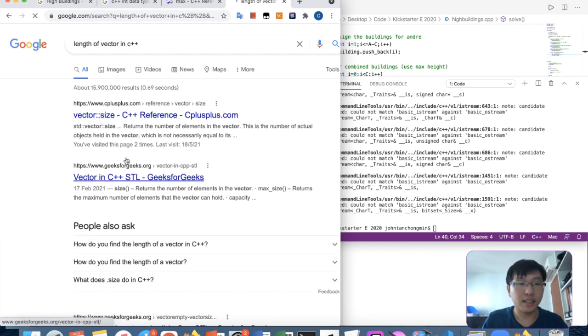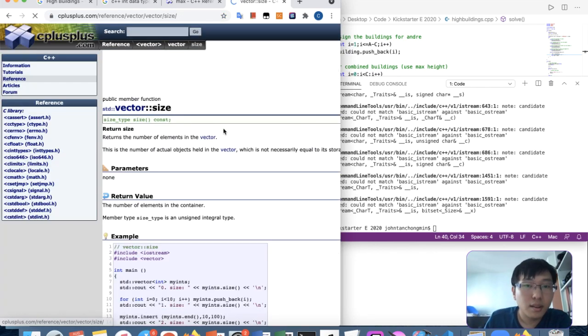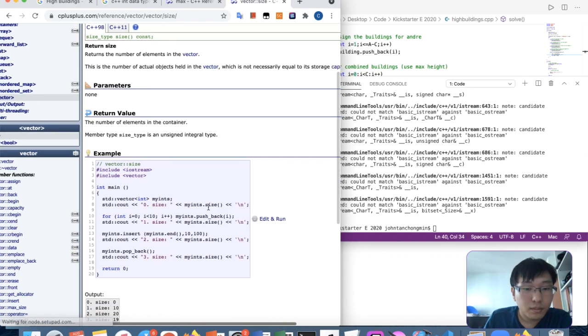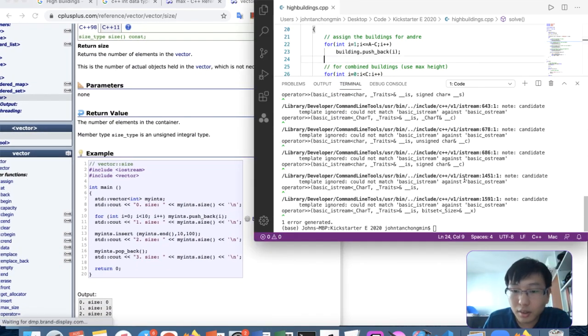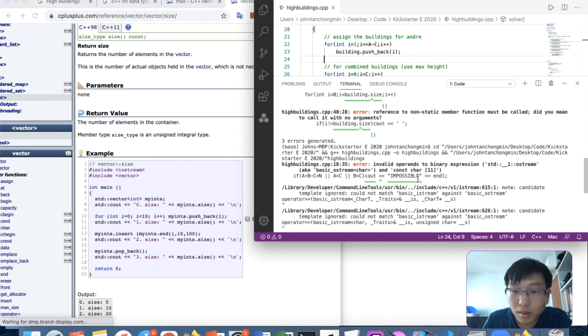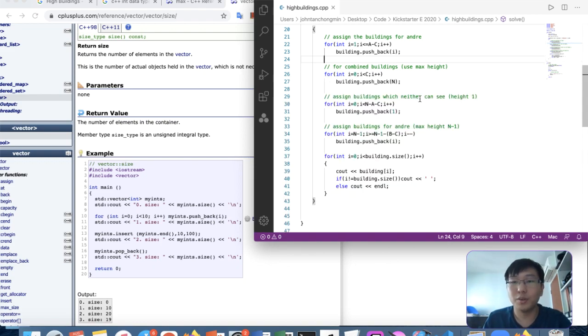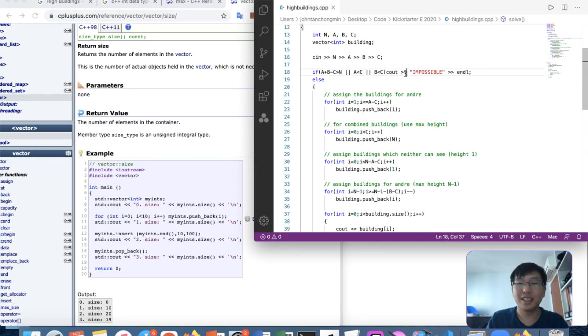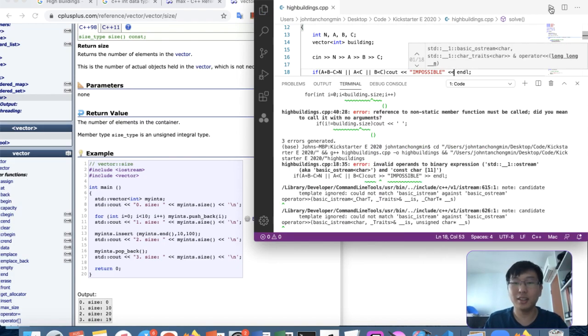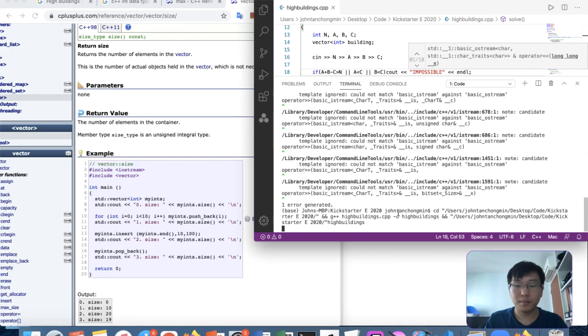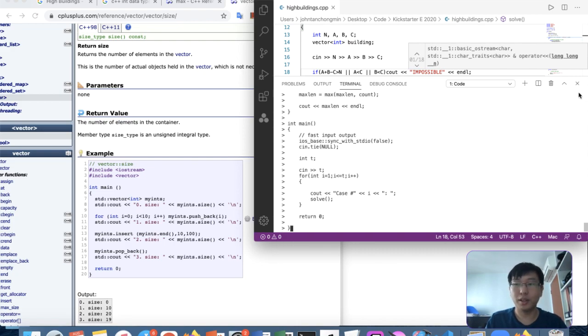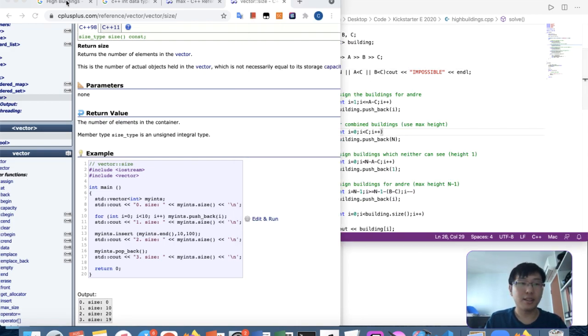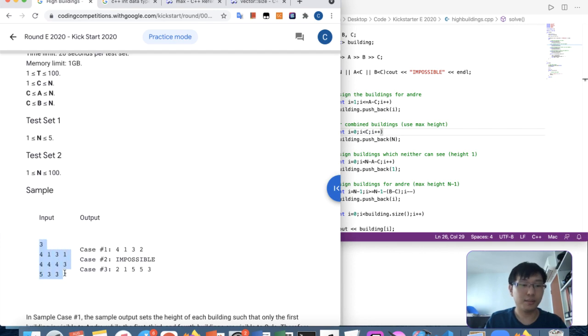I think it's a dot size. Dot size, correct? Oh, my cout is in the wrong direction. Okay, let's try again. Oh, I didn't copy the test case.